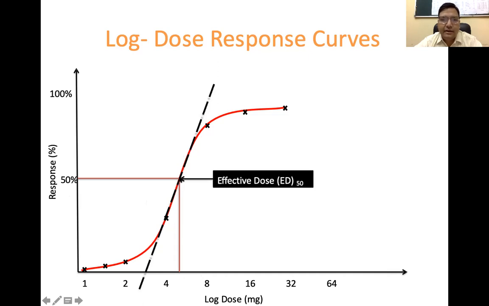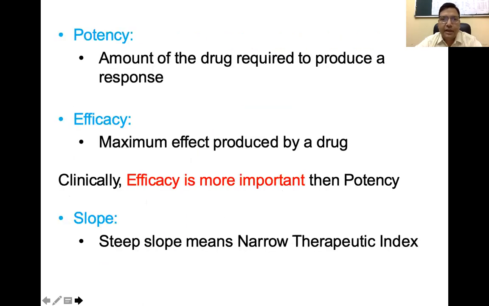So we take the effective dose in the 50%. That means the effective dose 50, ED50, is the dose which is required to produce the 50% of the response. And from this we can calculate. So this is the importance of the log dose response curve.